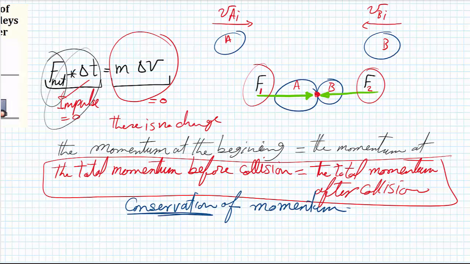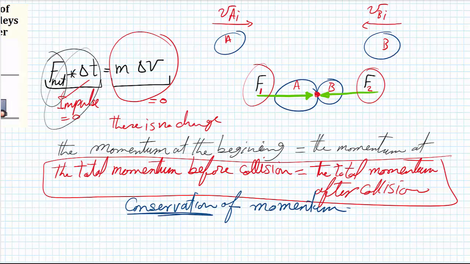But for each object, there is a change in its momentum. Like object A, it changed its momentum, and object B also changed its momentum before and after. But for the total momentum, if we add momentum A to momentum B before collision, and we do the same after collision, they have to be the same.